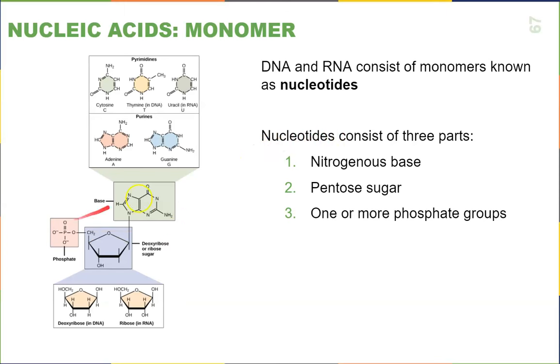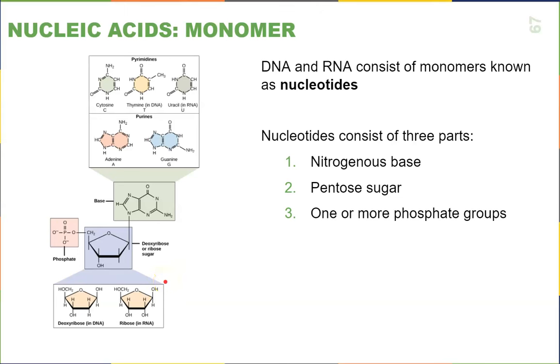It contains a nitrogenous base, which could be one of five things. It has a pentose sugar, and then it has a phosphate group. And it could have one, it could have two, it could have three. This sugar could be deoxyribose or ribose, okay? So only one of two things there. So this is a basic monomer. This is a basic building block of a nucleic acid.